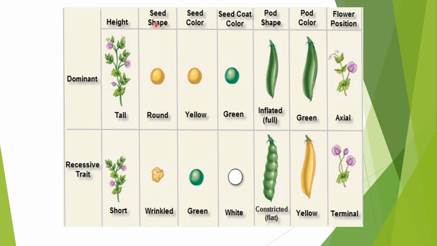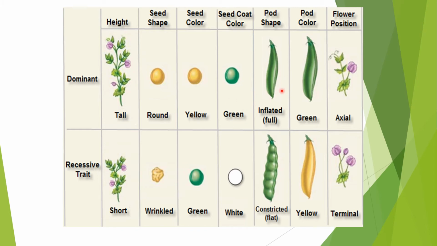Seed shape is the character, and the alternative forms or the traits are round and wrinkled. For height, tall was the dominant trait, and for seed shape, round is the dominant trait. For seed color, yellow was the dominant trait. For seed coat color, green was the dominant trait.